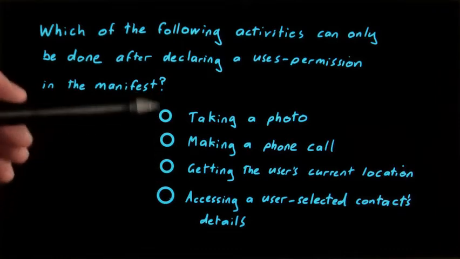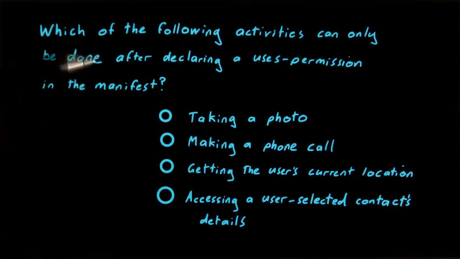Which of these following activities can only be done after declaring a user's permission in the manifest?